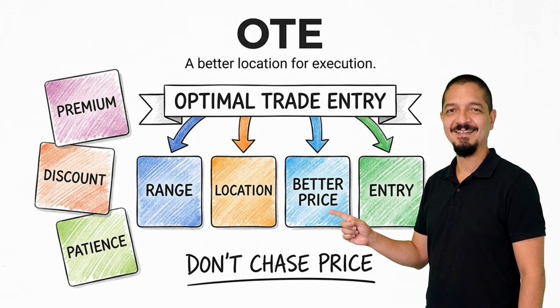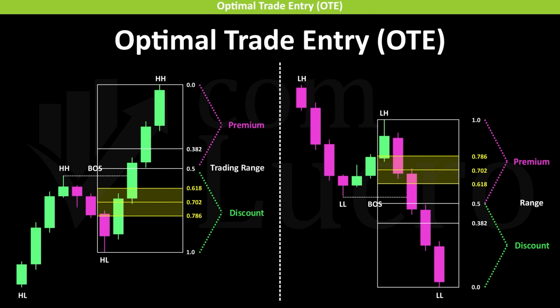Once we understand how delivery shifts and how confirmation begins to appear, the next question is where to enter without chasing price. This is where OTE becomes useful. OTE helps refine trade location by using Fibonacci, premium, discount, and optimal pricing inside the range. So traders, what is OTE in the ICT methodology, and how can it help identify higher probability trade entries?